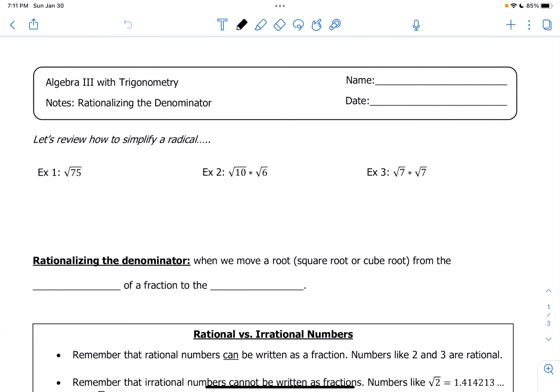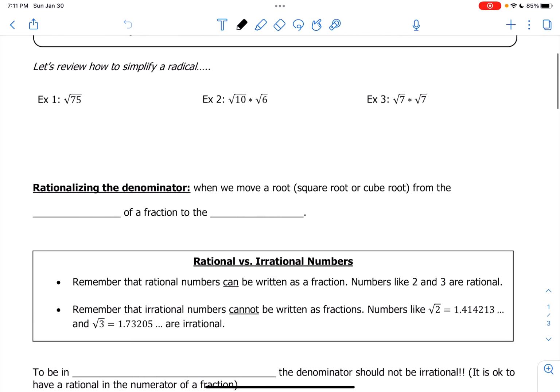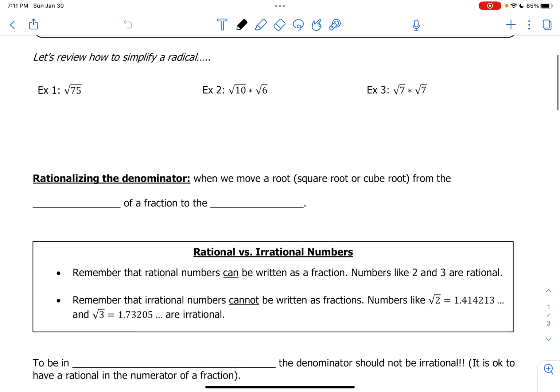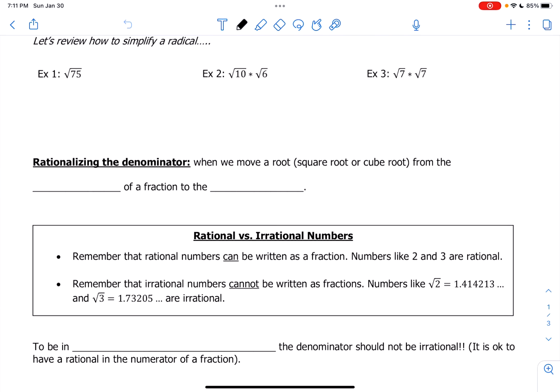We're going to take a look at rationalizing the denominator. A quick review on simplifying a radical. We want to look for perfect square factors in the number under the square root. A quick and easy way to do it is to make a factor tree. So 75 can be broken down into 3 times 25, and then we want to break these down to prime numbers. So I have 3 times 5 times 5. For square roots, we want to look for a pair of the same number. So here I have 5, so this would simplify to 5 square roots of 3.